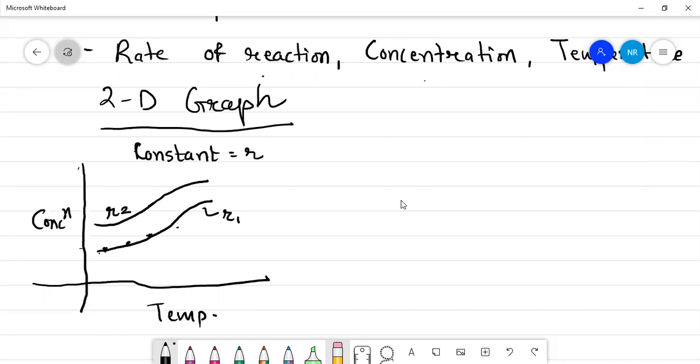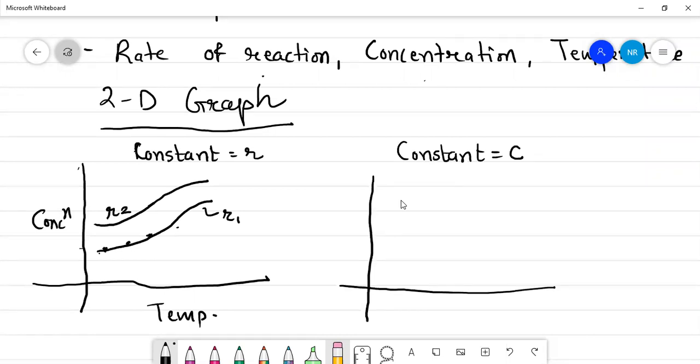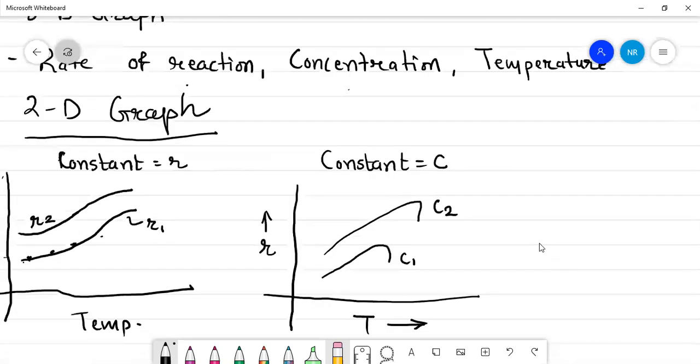Now another one will be the constant concentration. Once we take a constant concentration, at that time we draw a graph of rate of reaction versus temperature. If we take one concentration and change the temperature, we get different values of rate. Generally at one concentration the graph is like this, at another concentration like this. We take arbitrary curves; we don't have fixed ones. Then the third case is where we take temperature as constant.